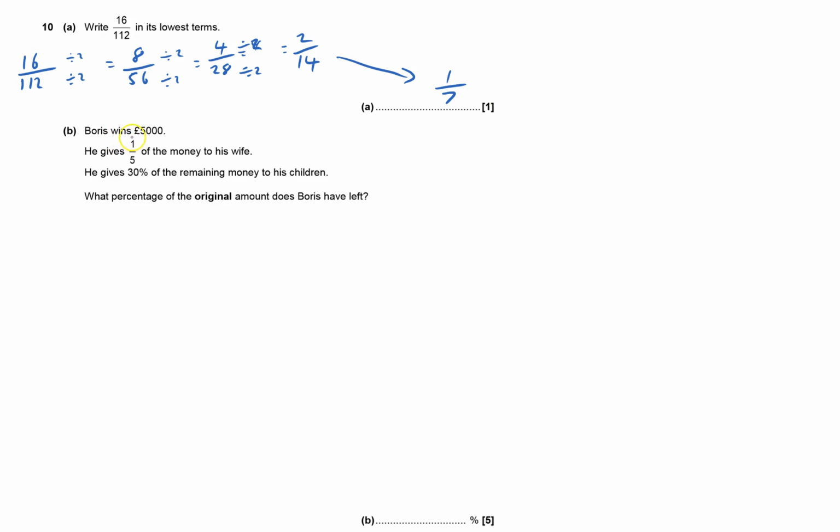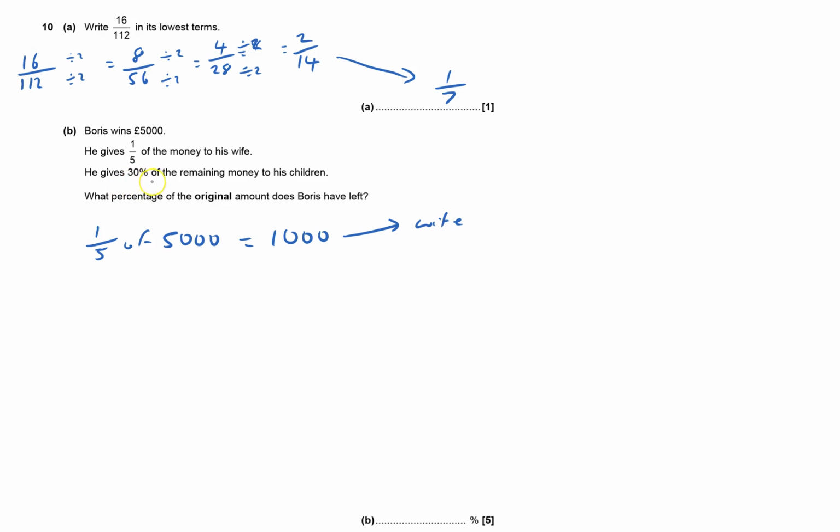Right, second part. Boris wins £5,000. He gives 1/5 of the money to his wife. Well, let's just work out. It says 1/5 of 5,000. So 1/5 of 5,000. You should know what that is anyhow, but you could always do 5,000 divided by 5. That's 1,000. That goes to his wife.